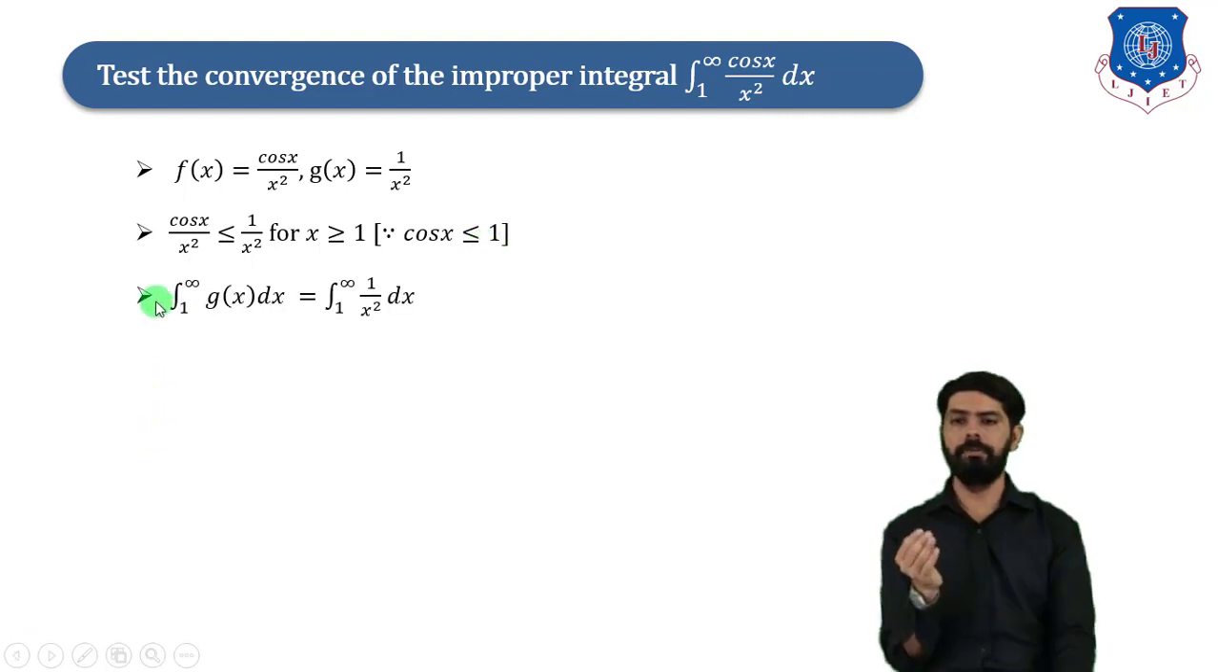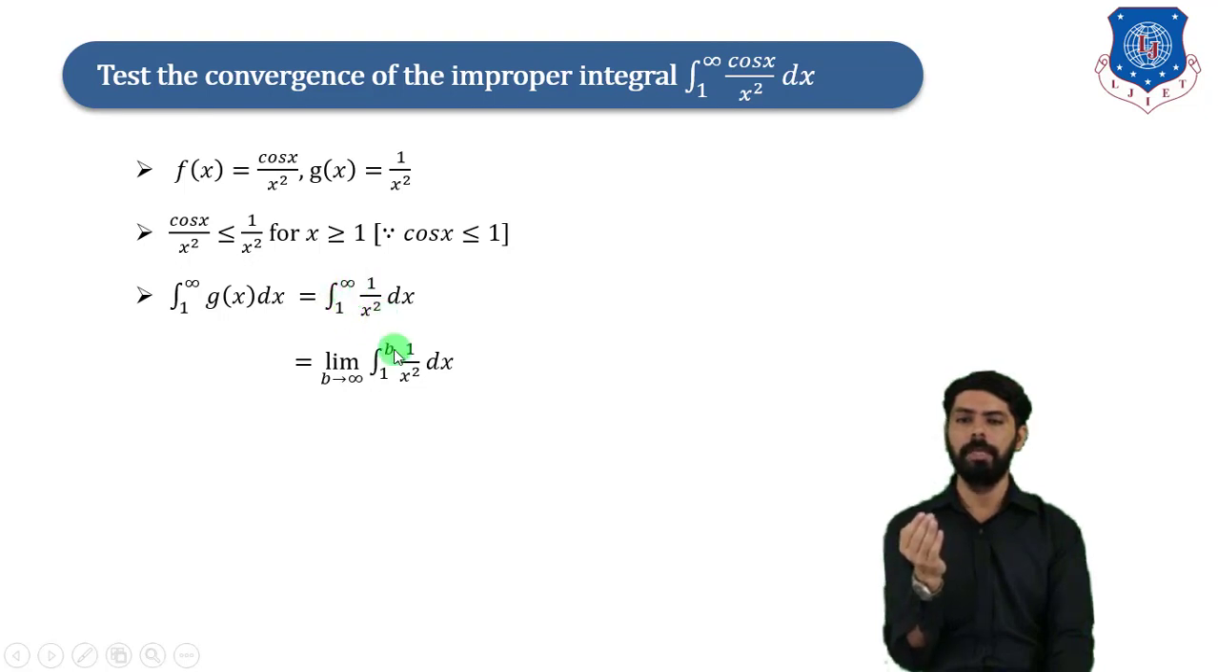Now the integral from 1 to infinity of g(x) dx is equal to the integral from 1 to infinity of, what is g(x)? It is 1 divided by x square, so it will be 1 divided by x square dx. This is equal to the limit as b tends to infinity of the integral from 1 to b of 1 divided by x square dx. This is an improper integral of type 1, therefore we will replace infinity by b.